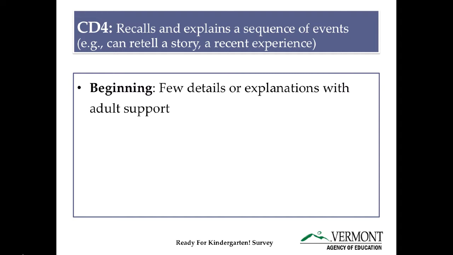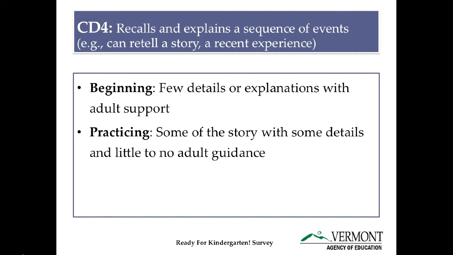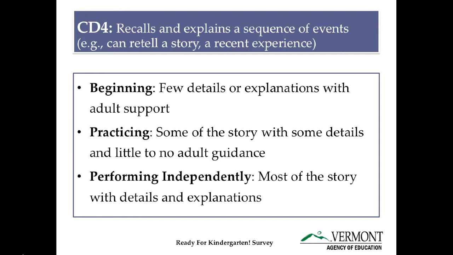Children scored as beginning offer few details or explanations when telling their story, and they often need adult support. Children who are practicing in this item can tell the story with some details and need little to no adult guidance to do so. Children scored as performing this item independently can tell most of the story with great details and explanations and need little adult guidance.